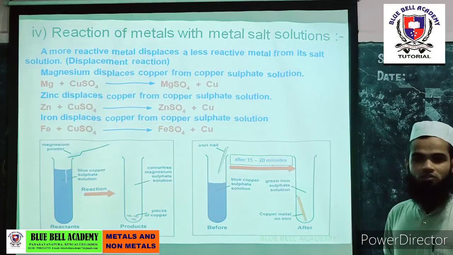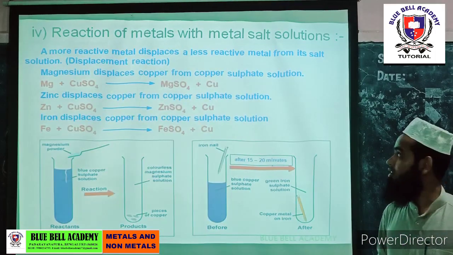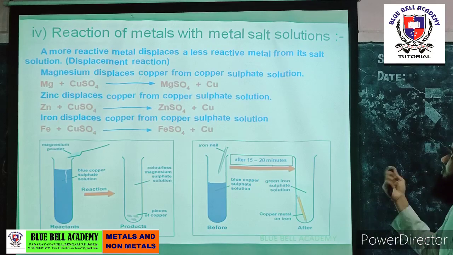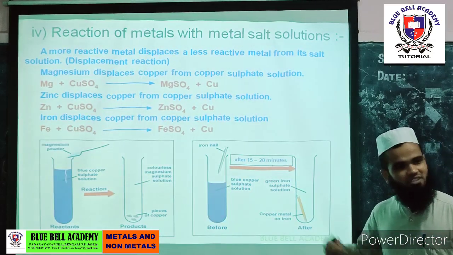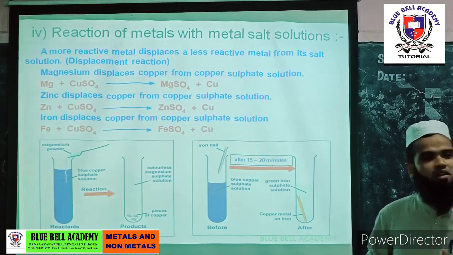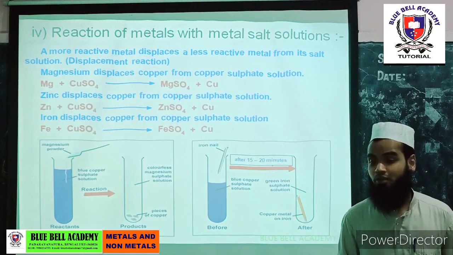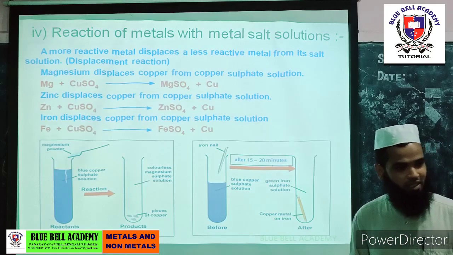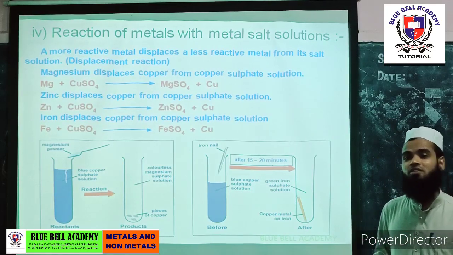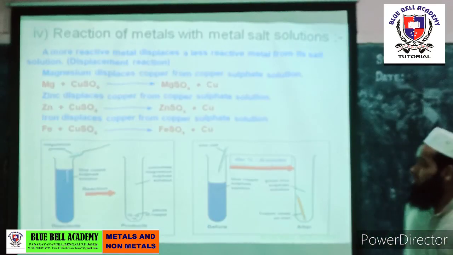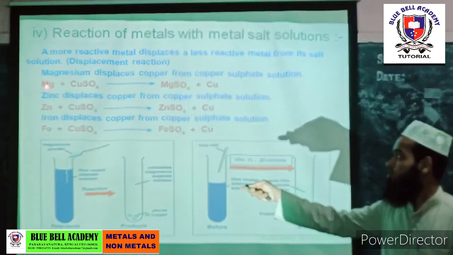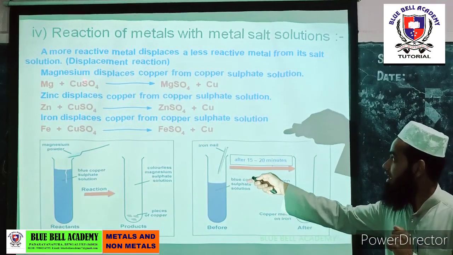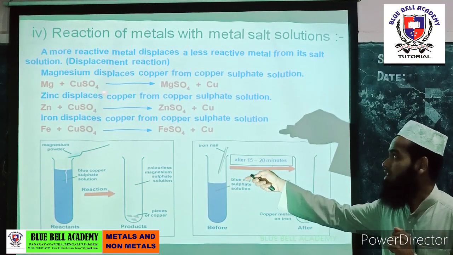Let's move on to the fourth property. How do metals react with the metallic salt solution? We have already learned this concept in the first chapter, on chemical reactions and their equations. One type of chemical reaction we learned there is the displacement reaction. You can see we are using a metallic salt solution.